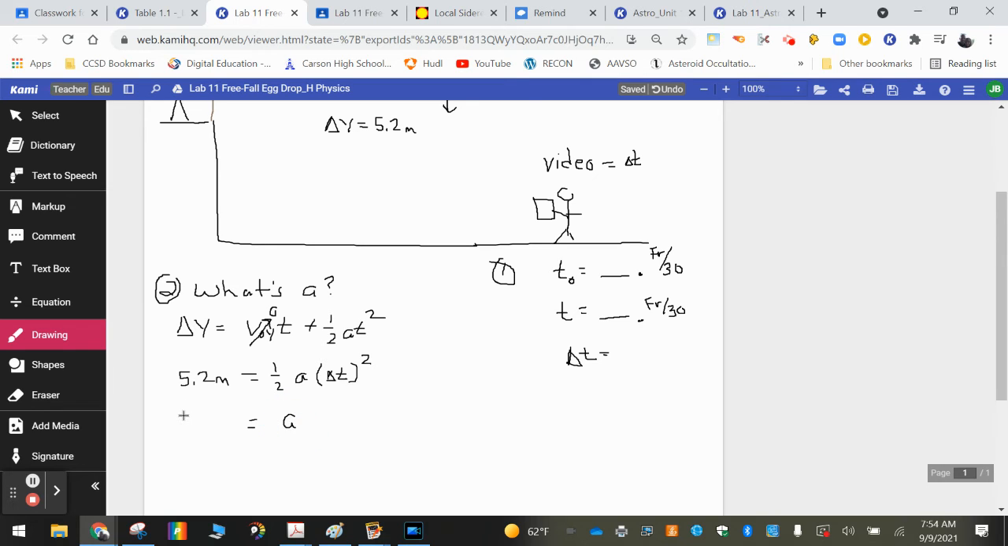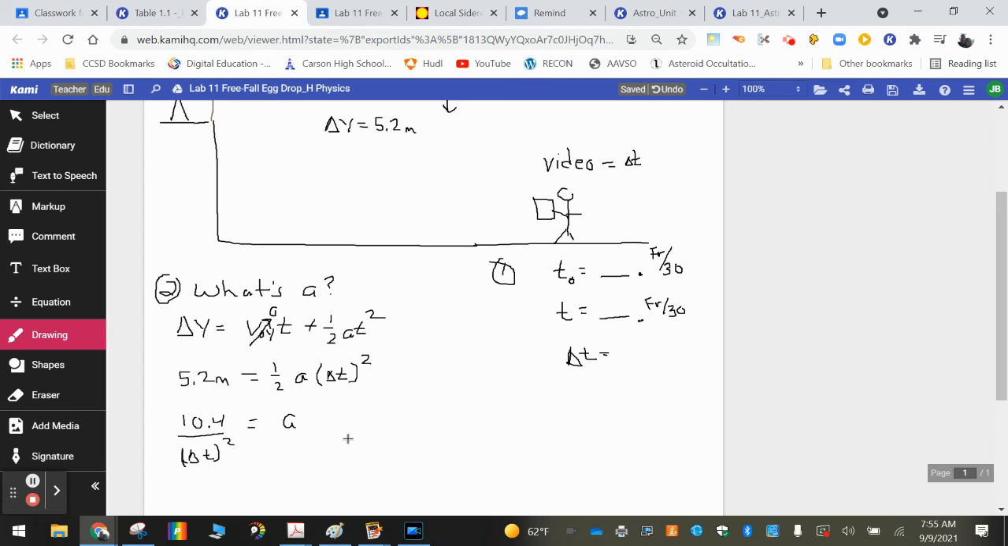Okay. All right. So here's a, right? So multiply both sides by 2. This will become 10.4, right? Divided by delta t squared. So this will get us our acceleration. Okay. And we can actually compare this to our lab number 10 because this should be dramatically less, almost half. Okay. All right. That's calculation number 2. So here's calculation number 1, calculation number 2.